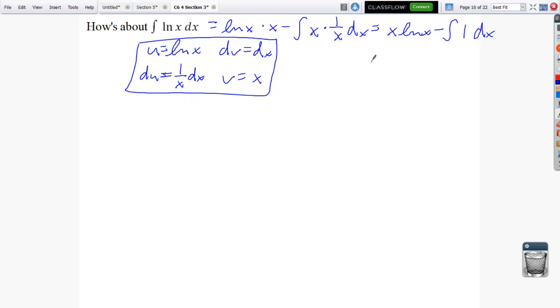dx. And again, just like last time, I want to find just the integral. First term stays the same. X ln of x minus the integral of 1 dx, which is just x, plus c.